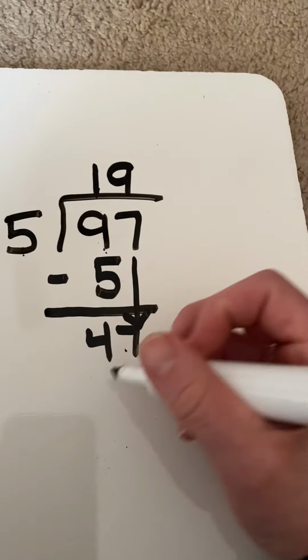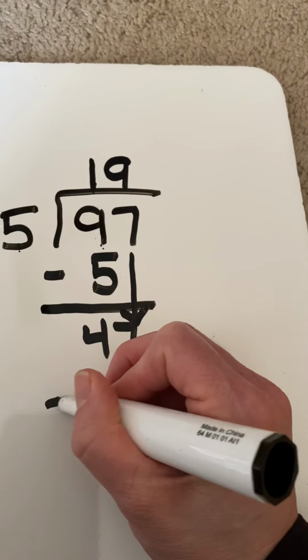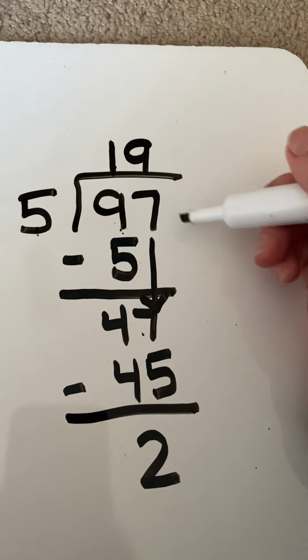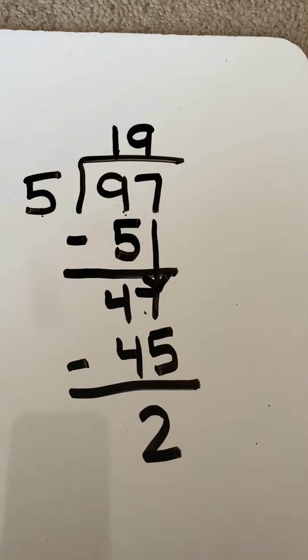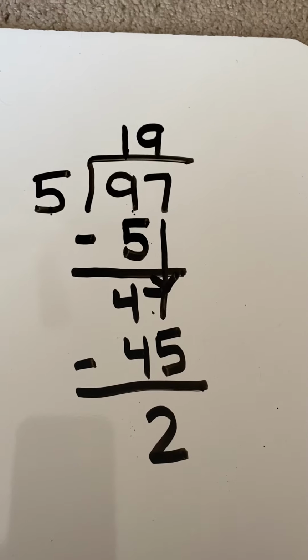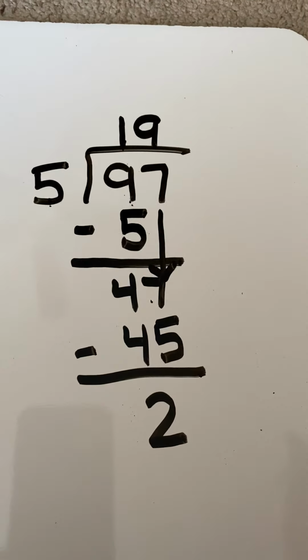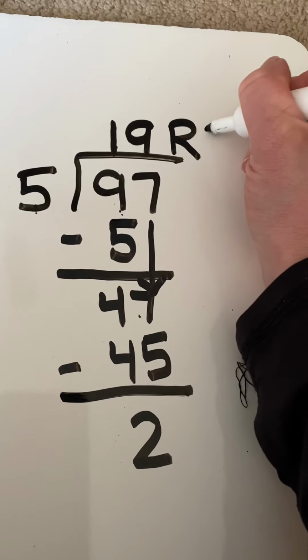9 times 5 is 45. When I subtract, I'm going to have 2 left. Since I don't have any other digits to bring down, I know that I am done. 97 divided by 5 is 19 with 2 remaining. And I know we just started with it, but we're going to express that as a remainder 2.